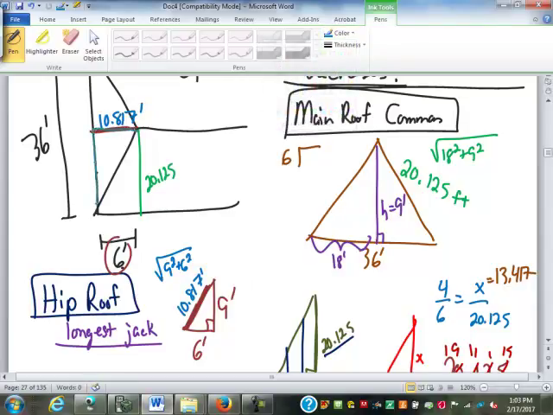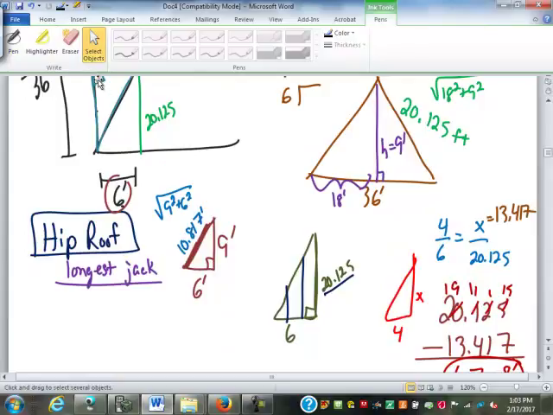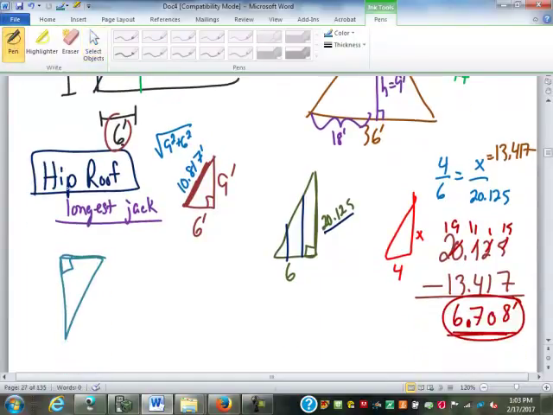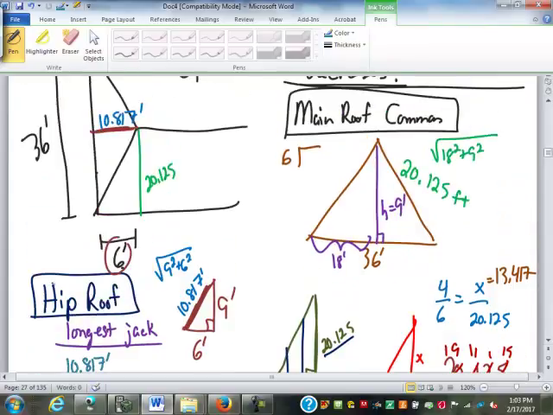So we have this triangle here that we are going to pull out again. This is 10.817 feet. This over here is 18 feet. Where'd the 18 feet come from? Off the span. Very good.